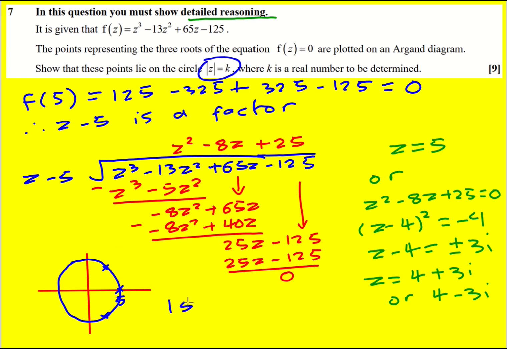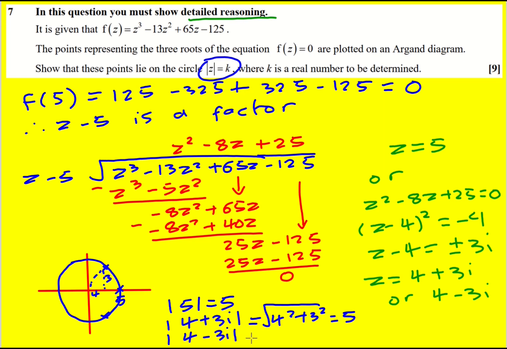So the modulus of 5 is just going to be 5. The modulus of 4 plus 3i, well, that's this point here. We use Pythagoras' theorem. We're going along 4 and up 3. So 4 squared plus 3 squared, square rooted, which is root 25, which is 5. And the same, because it says we have to show they all lie on this circle, so 4 minus 3i is going to be exactly the same. 4 squared plus, well, you can do minus 3 squared if you want, but it's the same thing. So therefore, modulus of z equals 5 for all roots.